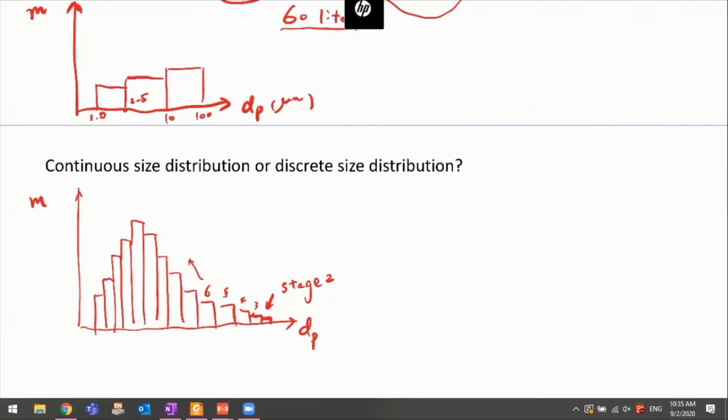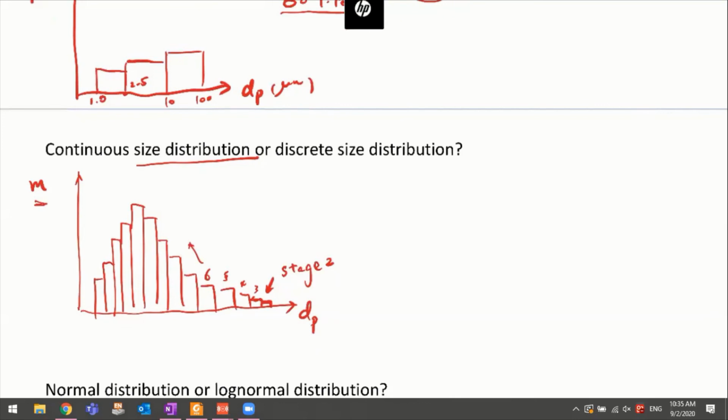Okay. So we call this type of distribution the size distribution, because it tells you what is the mass concentration of particles with different sizes. We're trying to specify the concentration with respect to particle size.